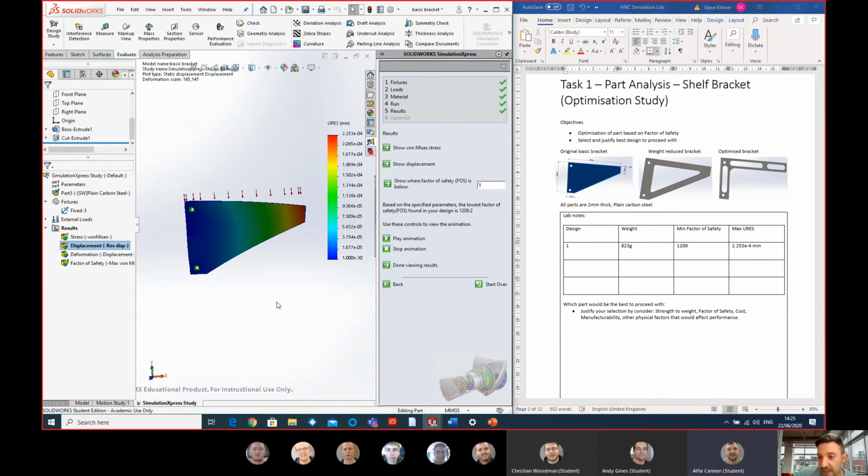Okay, so let's run this again, but we're going to run it now for a weight reduced part. So we'll see how much the weight comes down on the next one.